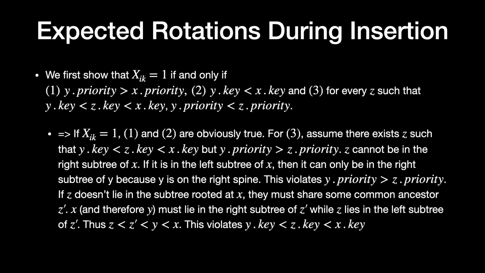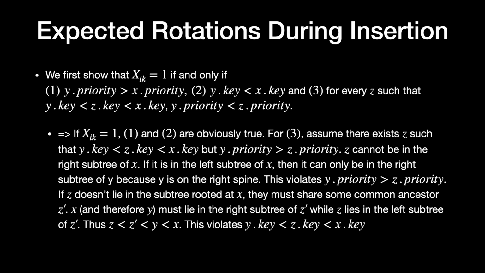Now, in order to prove the third condition, we assume that there exists some z such that its key lies between y and x. However, its priority is less than the priority of y. So we consider some possibilities. The first possibility is that z lies in the right subtree of x. This is not possible because the key of z is less than the key of x, so it cannot lie in the right subtree of x.